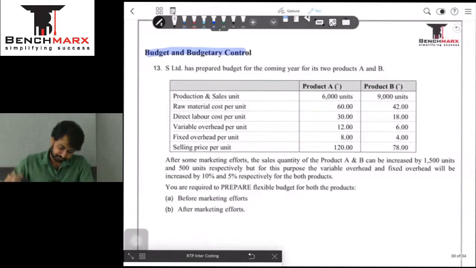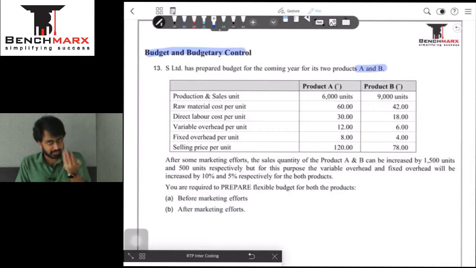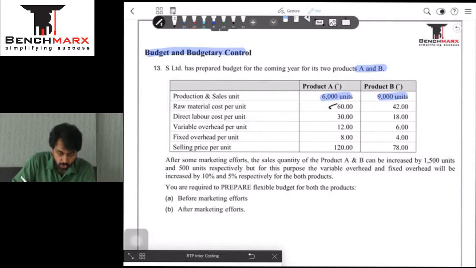Let's start. Okay, some company has prepared the budget for the upcoming year for two products A and B. So we are doing budgeting for two products, A and B. Both are finished goods. Production and sales is 6,000 and 9,000. If production and sales are both 6,000 and 9,000, it means there is no opening or closing stock. Whatever was produced has been sold. RM cost per unit is 60 and 42, that is normal. Labor cost 30 and 18.